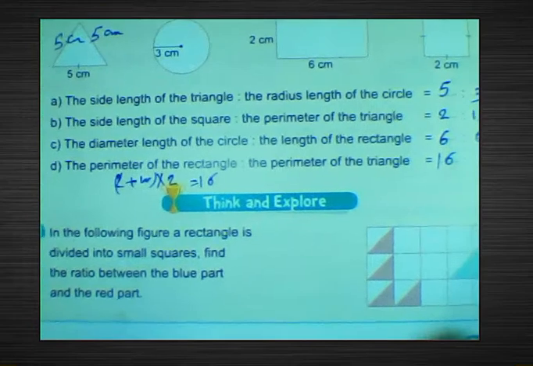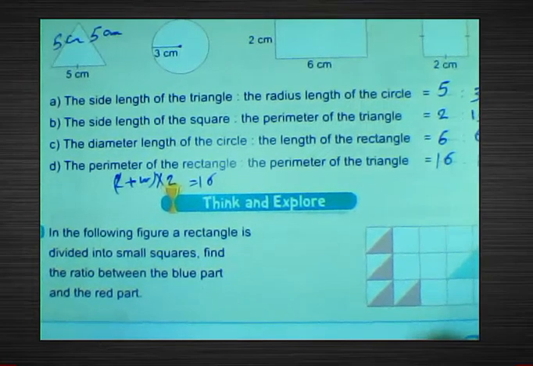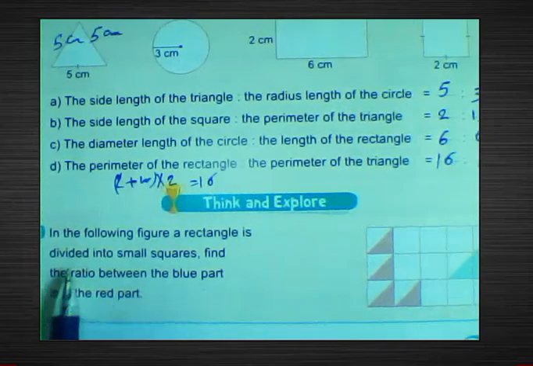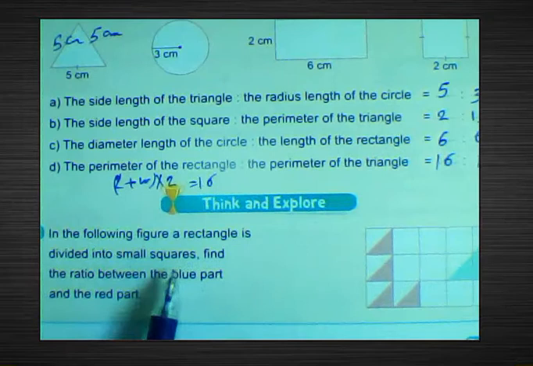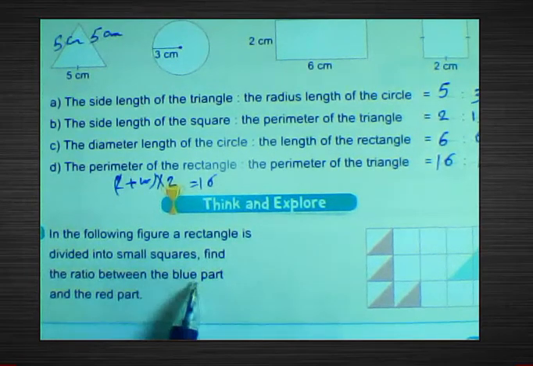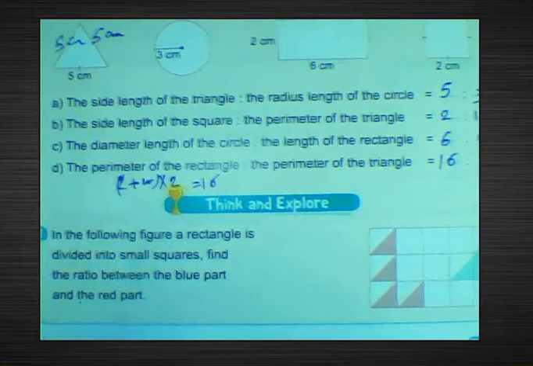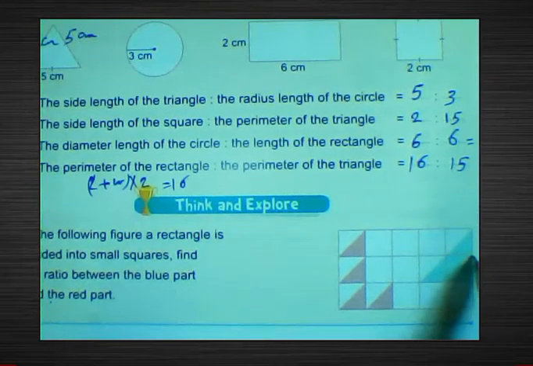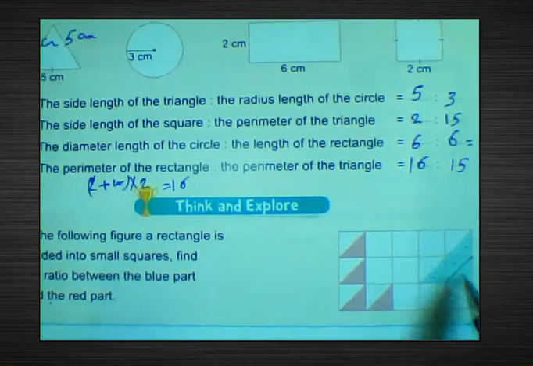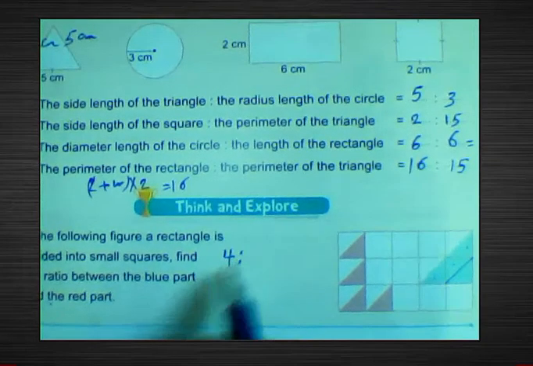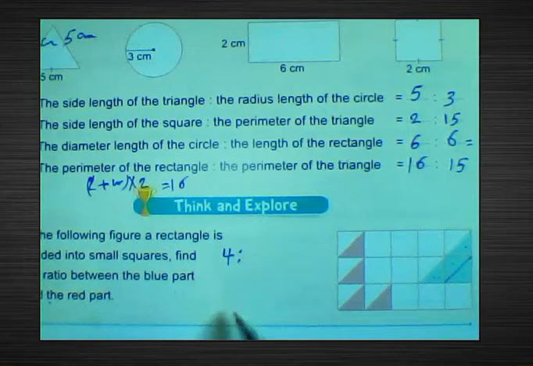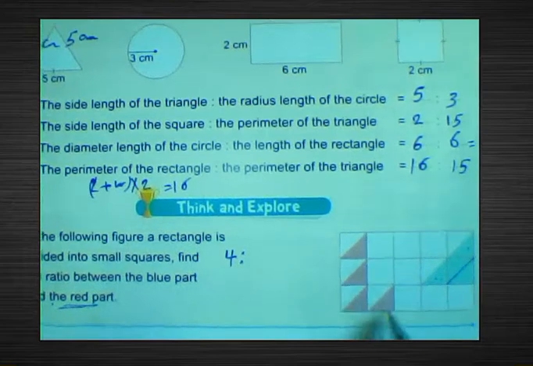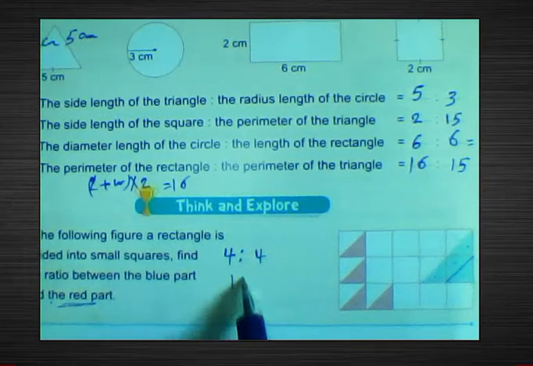Look at this example. Think and explore. In the following figure, a rectangle is divided into small squares. Find the ratio between the blue part and the red part. Blue part: 1, 2, 3, 4. We can write 4 here, and the red part: 1, 2, 3, 4. The ratio will be 1 to 1.